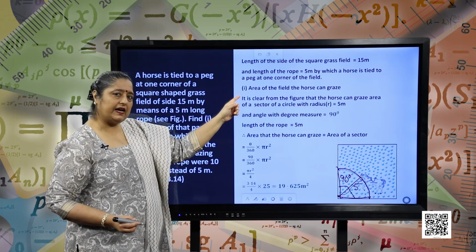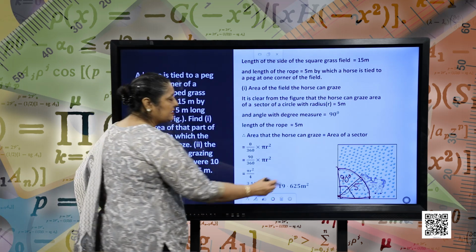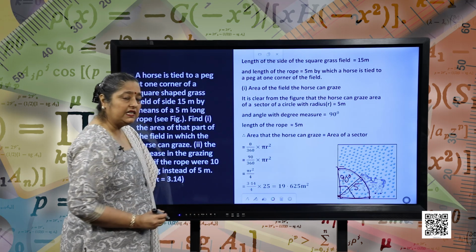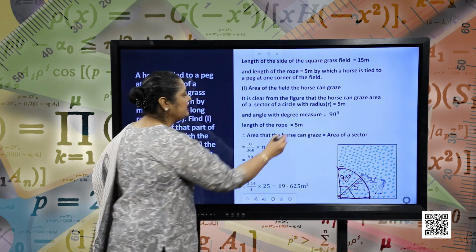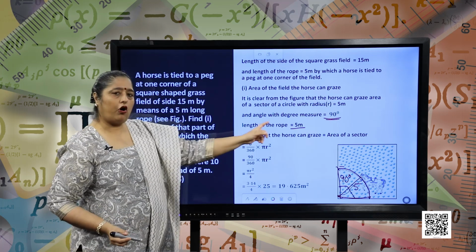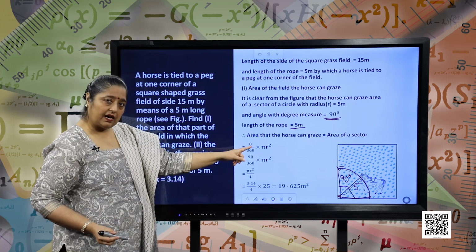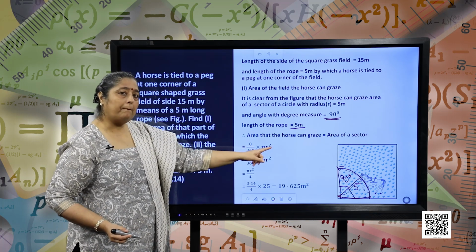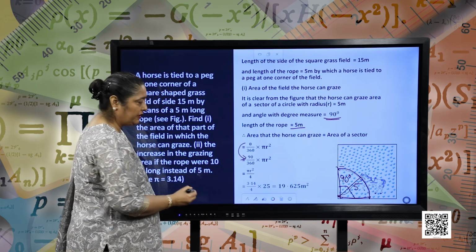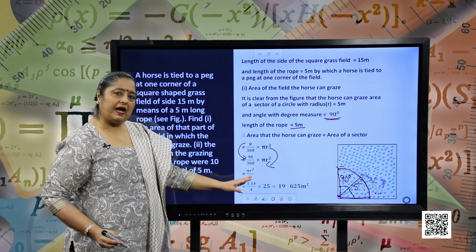The first thing we have to find is area of the field the horse can graze. It is clear this is a sector of the circle, wherein theta is 90 degree and length of the rope is 5 meter. So, area the horse can graze is the area of this sector, and the formula is theta by 360 into pi r square. Let us substitute the value. Theta is 90 degree, then we have pi r square by 4.